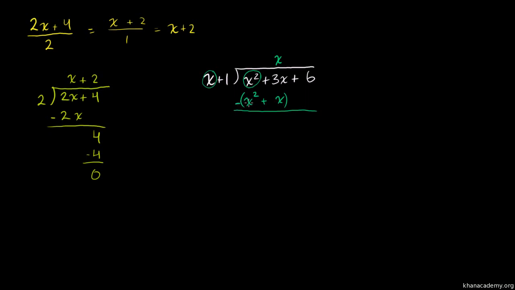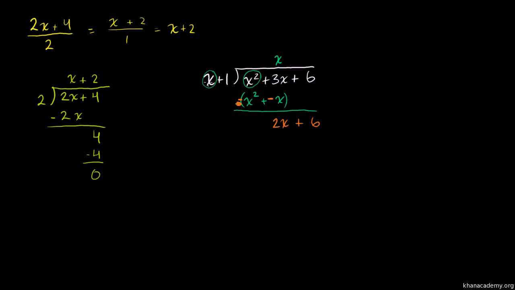So x squared minus x squared, those cancel out. 3x, there's going to be a minus x. So this is minus x squared minus x. Just to be clear, we're subtracting the whole thing. 3x minus x is 2x. And then you bring down the 6, or 6 minus 0 is nothing. So 2x plus 6.